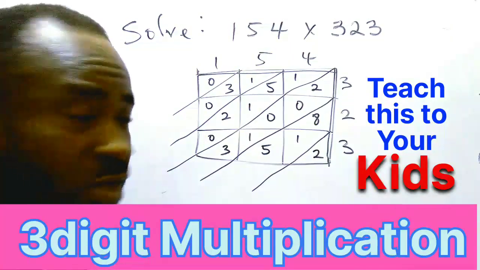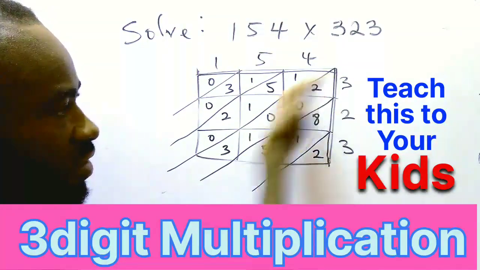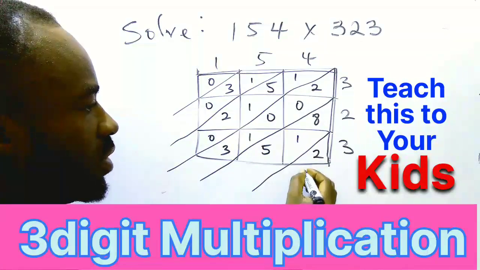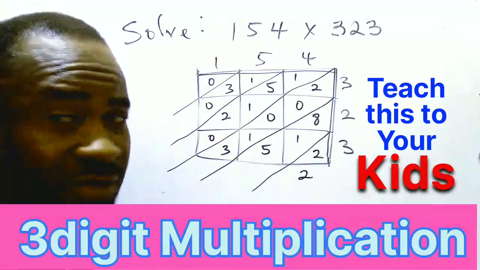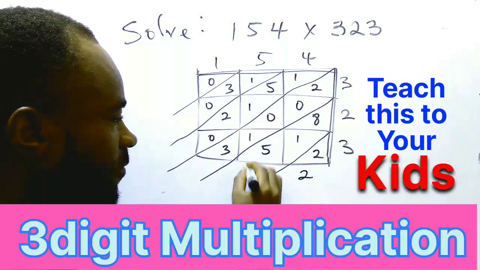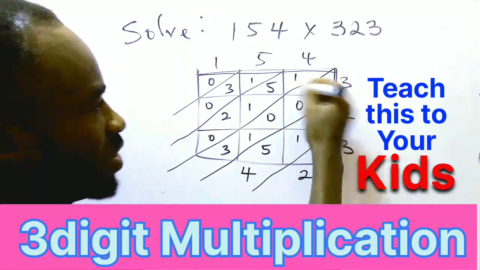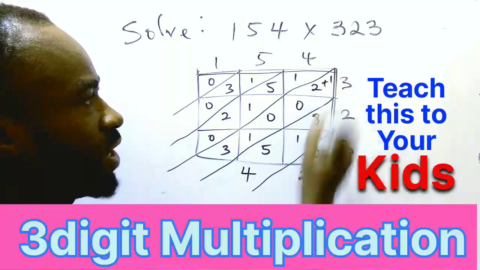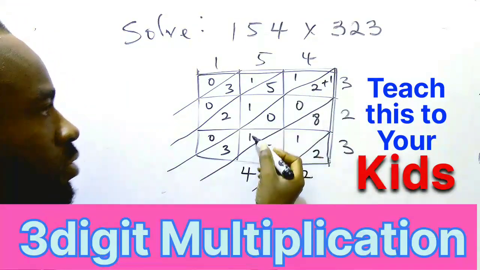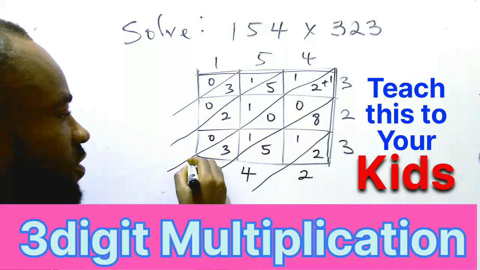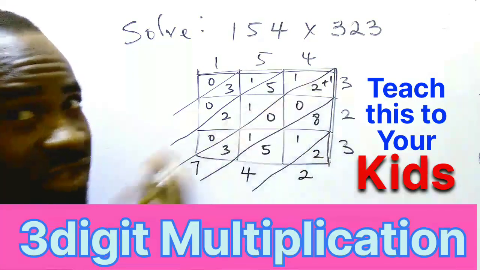So all we have to do now is to add everything diagonally. Let's go. I'm going to add this 2, 8 plus 1, that's 9. 9 plus 5, that is 14. I'm going to write 4, and I'll take that 1 to the next diagonal. So I'm going to add it here: 1 plus 2, which is 3, plus 1, which is 4, plus 3, which is 7. I'm just adding diagonally.